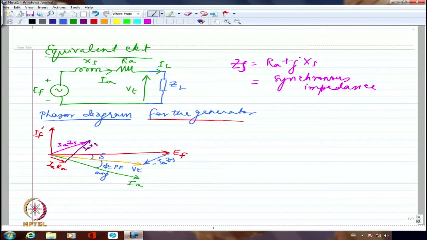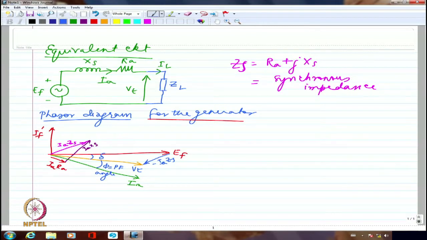Because this is the phase shift between VT and IA. And this is what is the power factor angle. Originally what we wrote as the power factor angle is not correct. It is rather delta plus phi. What we mentioned originally as the phase shift between EF and IA is actually delta plus phi, whereas phi is the power factor angle.